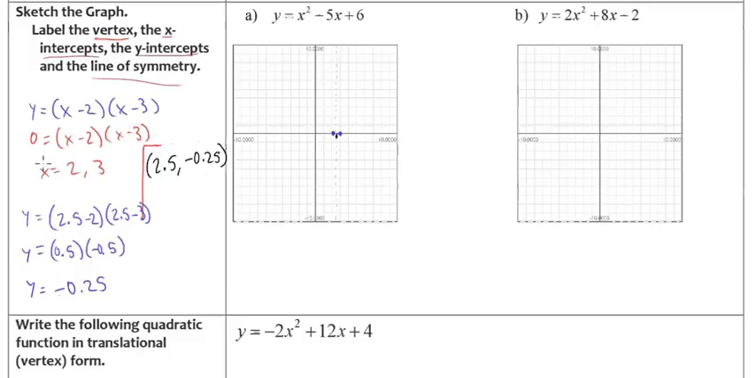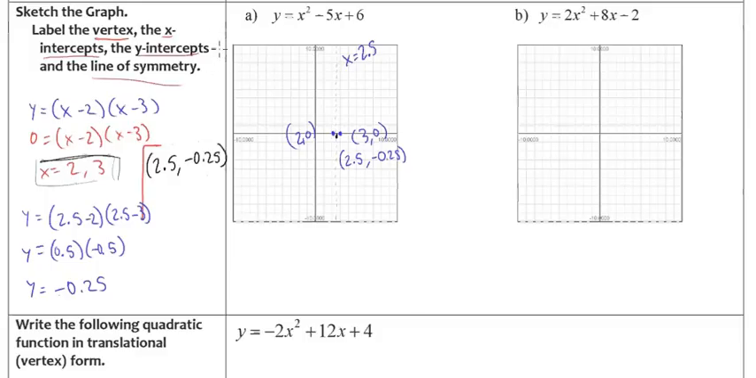Our x-intercepts, we found those already and graphed them. Just to be very explicit about it, they are at 3, 0, and 2, 0. Again, that vertex was at 2.5 and negative 0.25. And now we need the line of symmetry, which we said was x equals 2.5. So it looks like we've got all of our pieces. Oh no, we need to find the y-intercept.